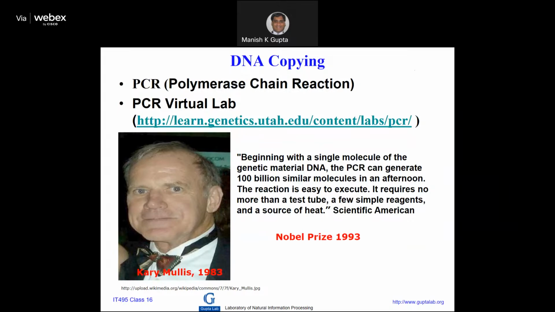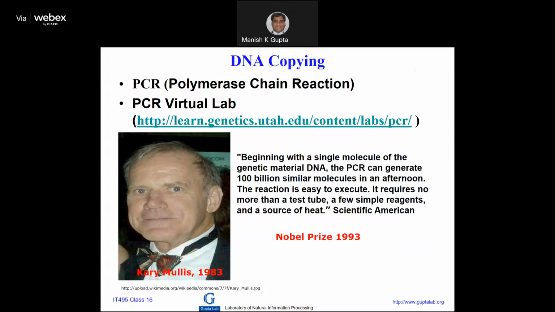Suppose COVID had happened at this time without PCR, it would have been a struggle, you know. You would not be able to. So PCR is a technique to actually replicate the DNA, or whatever the genome is. It stands for polymerase chain reaction. Polymerase is a molecule which will do the job. I will tell you how.